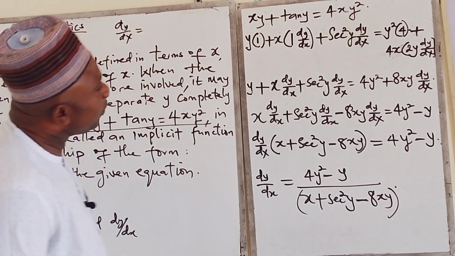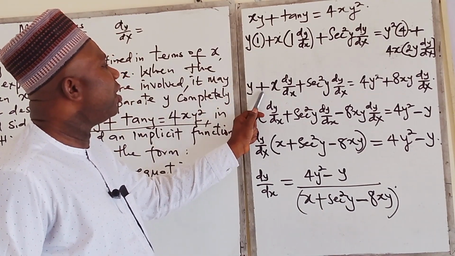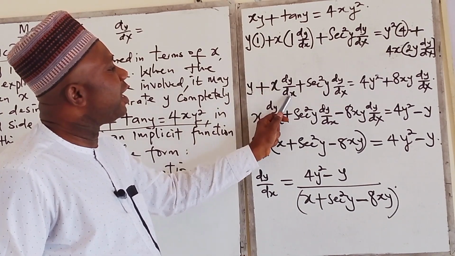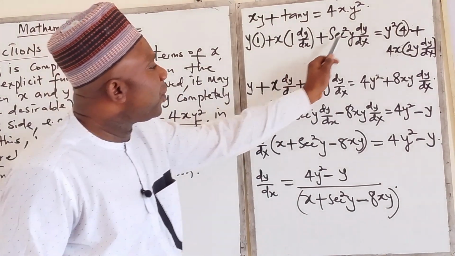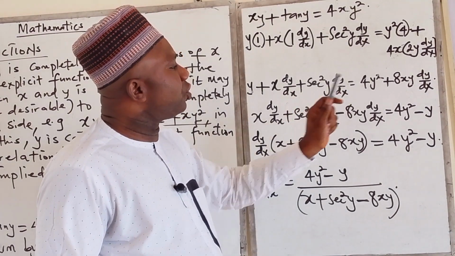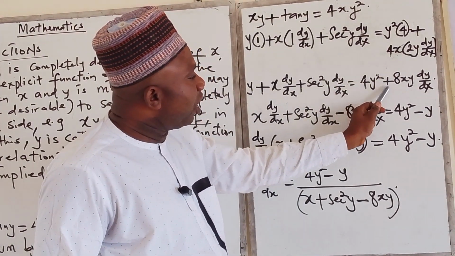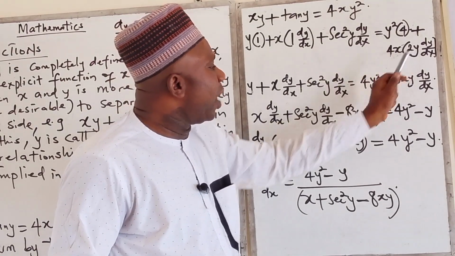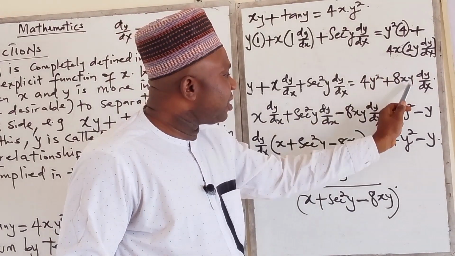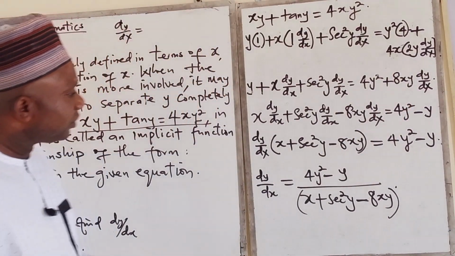Now in this case, here we have y times 1 is y, plus x times dy/dx is x dy/dx, plus here we have sec squared y dy/dx is equal to y squared times 4 is 4y squared plus 4x times 2y is 8, because 4 times 2 is 8. Here we have xy, that's x times y, xy, then dy/dx.